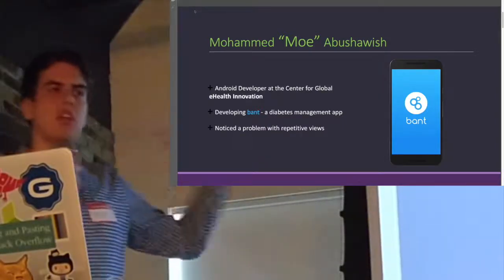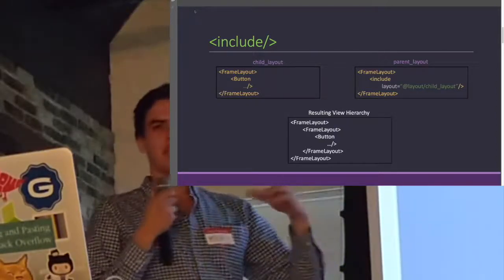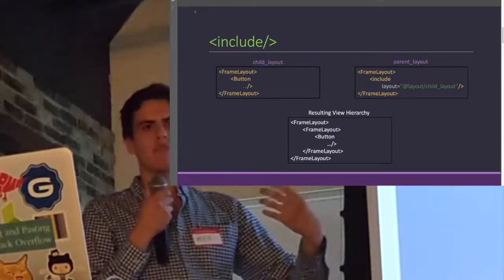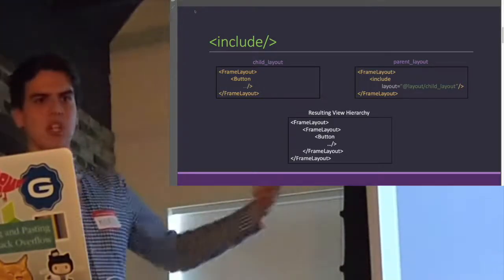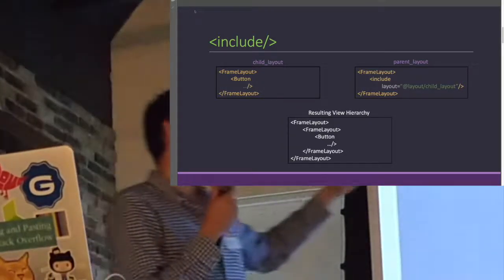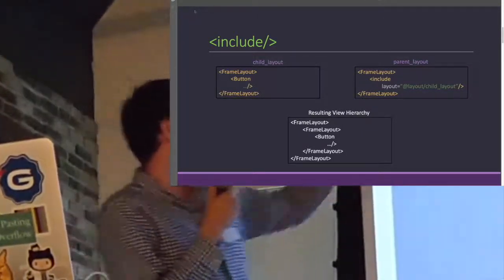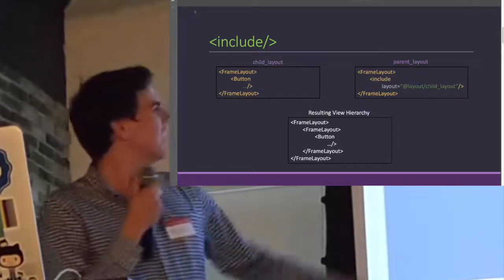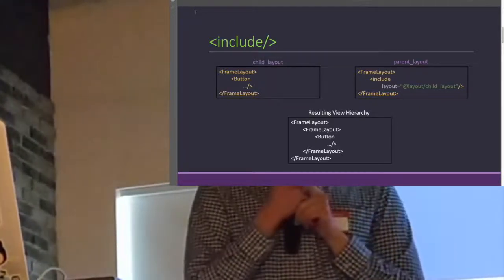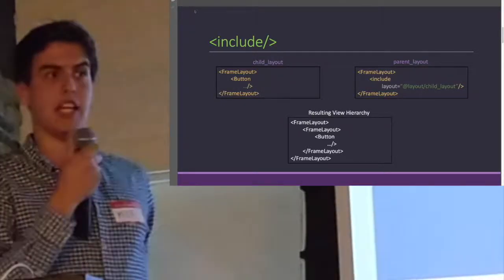So the first way that you can reuse a view, besides creating a custom view with Java, which can be a little bit too much sometimes for a simple view, is to use include. So include, just like the name suggests, is pretty much taking one view that you have and including it in a parent layout. So for example, looking here, I have a child layout. That's a frame layout with a button inside. I know it's a very fancy view, and you include it inside your parent layout. So what that does is take the child layout and shows it inside your parent layout.